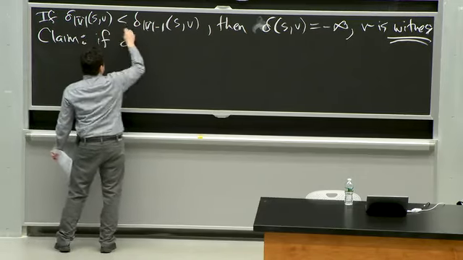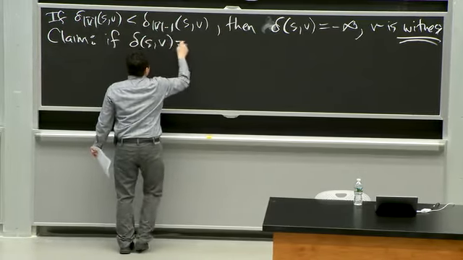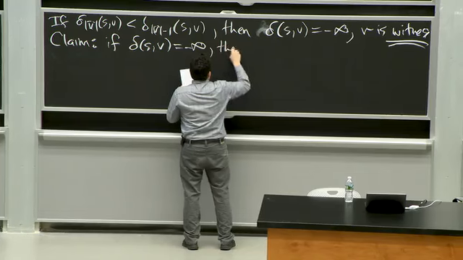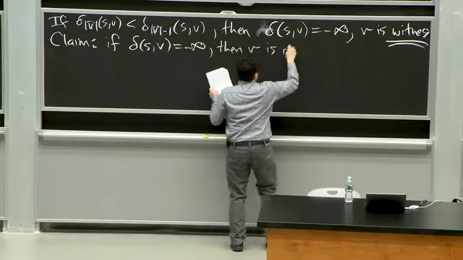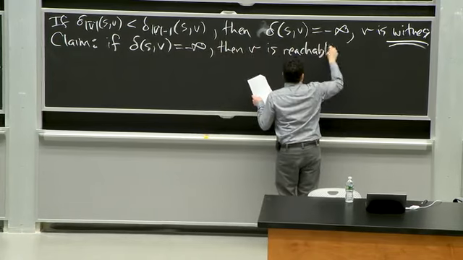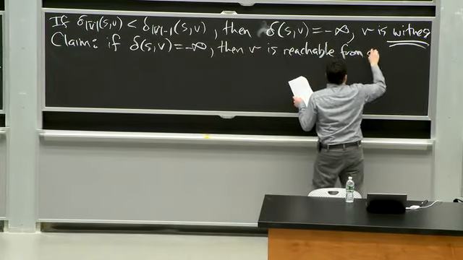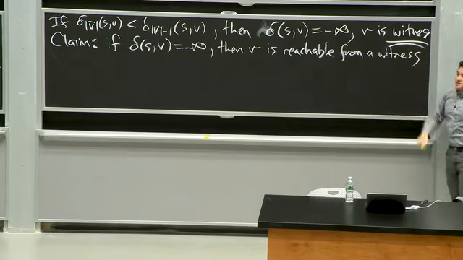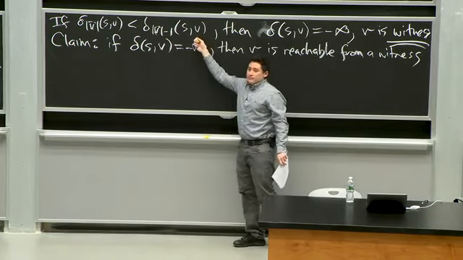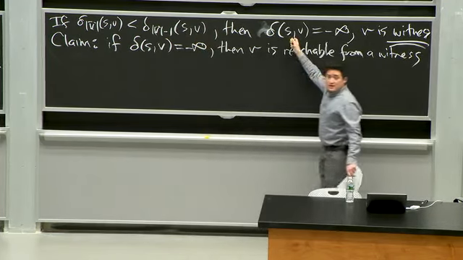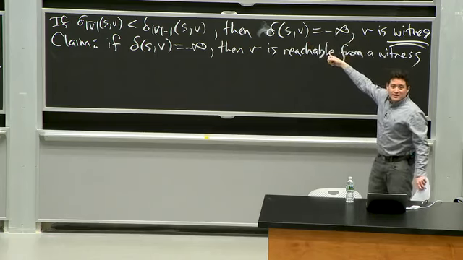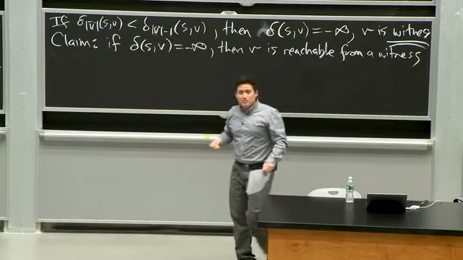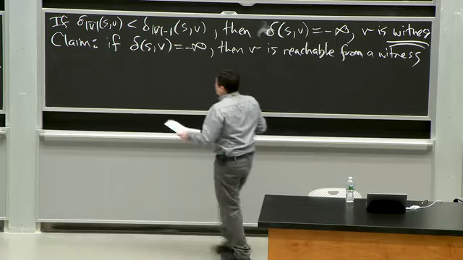If delta S V is minus infinity, then V is reachable from a witness. Reachable from a vertex that has this property. And if it's reachable from something that has minus infinity shortest path weight, then I can take that path, go to my reachable vertex, and that's also a minus infinite path. Okay, so how do we prove this?